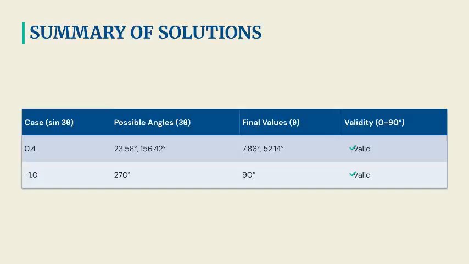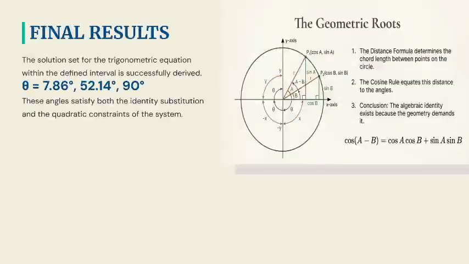We summarize the solutions. For sine 3 theta equals 0.4, the final valid values are 7.86 degrees and 52.14 degrees. For sine 3 theta equals minus 1.0, the final valid value is 90 degrees. The final solution set for the trigonometric equation within the defined interval is theta equals 7.86 degrees, 52.14 degrees, and 90 degrees. These angles satisfy all constraints.